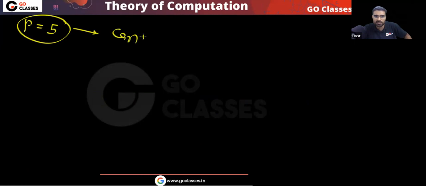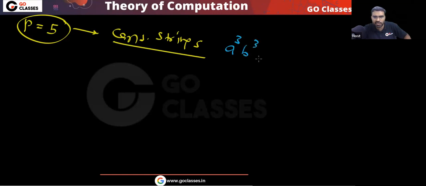For p equal to 5, what are the candidate strings? Let's check for p equal to 5. Tell me the candidate strings. Which strings do I care about? I care about only those strings whose length is greater than or equal to 5. If I take p equal to 5, then I only care about these strings.